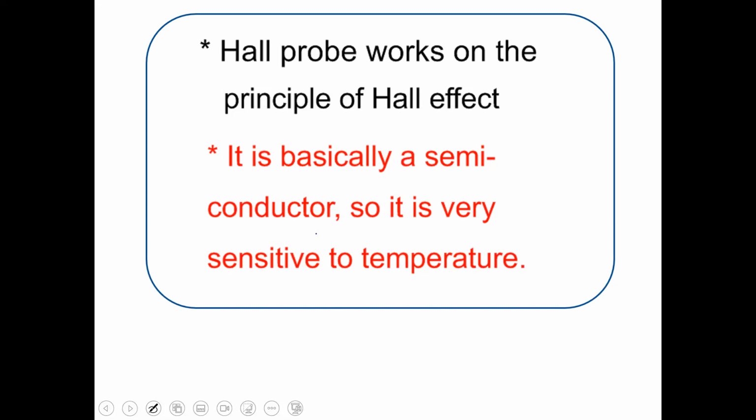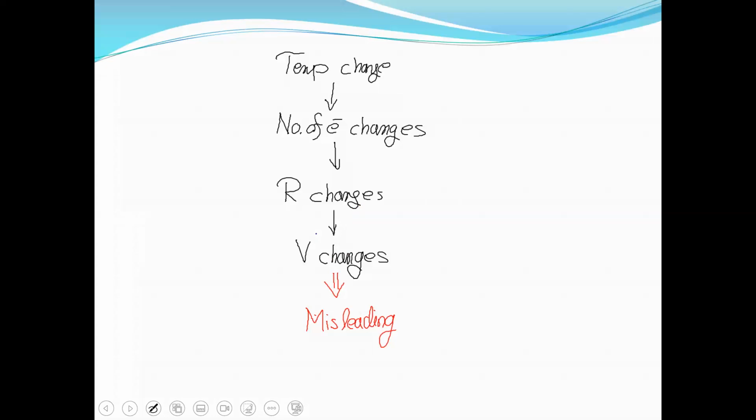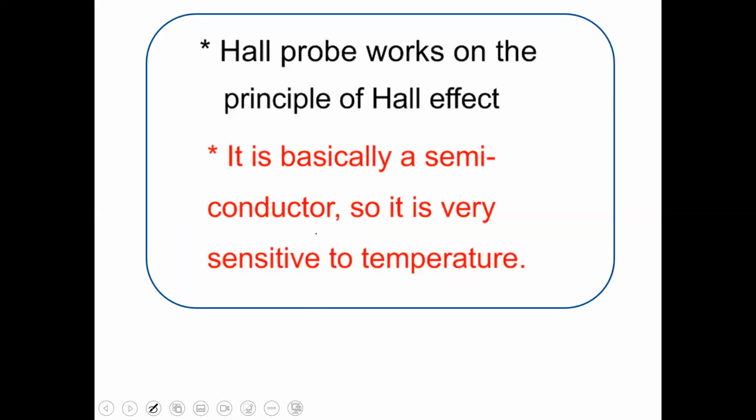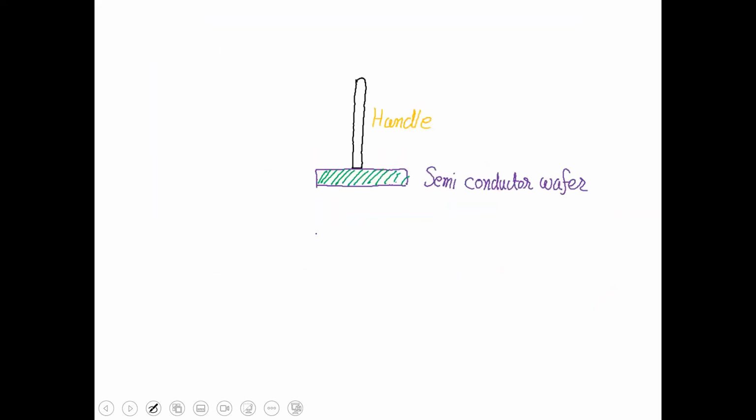Hall probe works on the principle of Hall effect. The basic idea is that Hall voltage is produced. So what we do, we track it on the basis of voltage. We create a voltage from the Hall effect and we measure the voltage. This is how a Hall probe works. This is Hall effect.